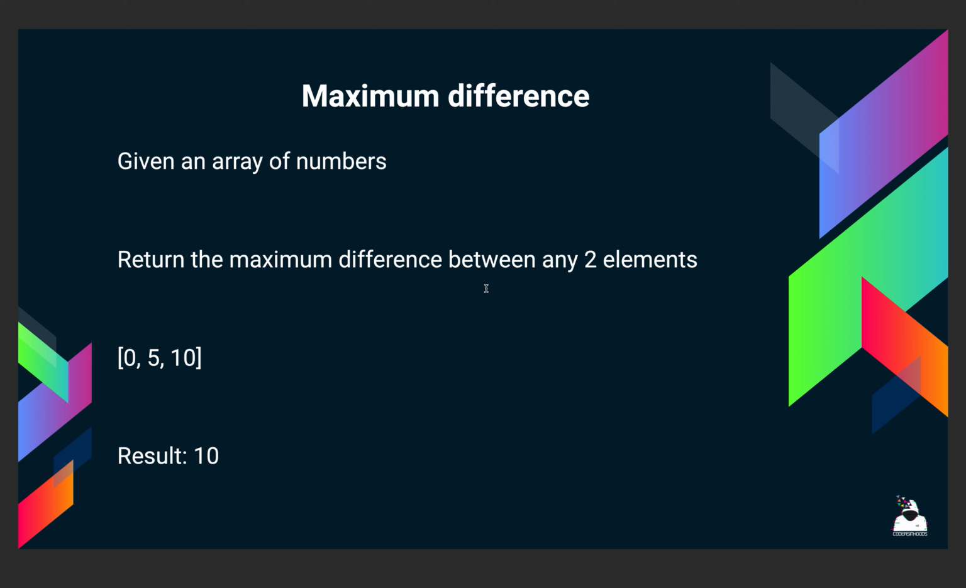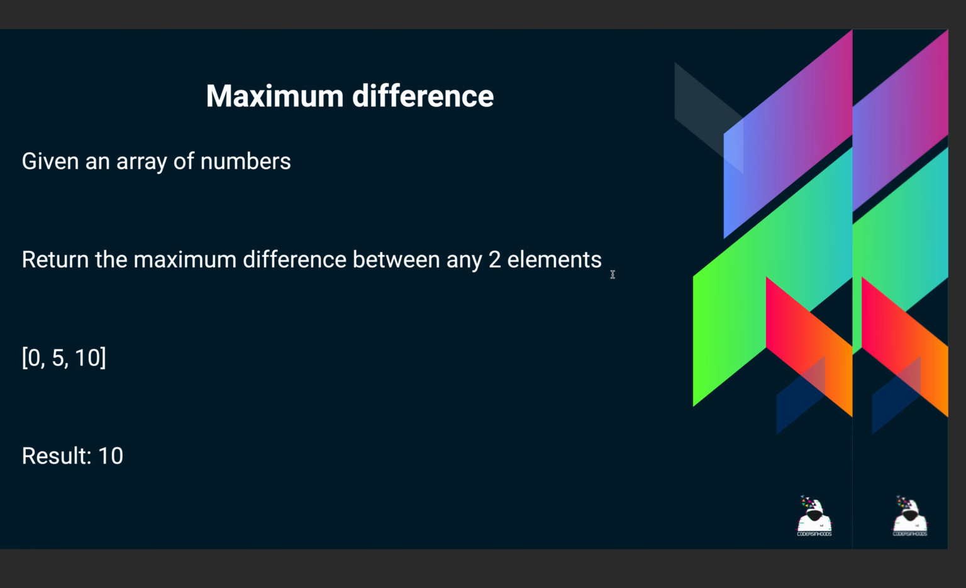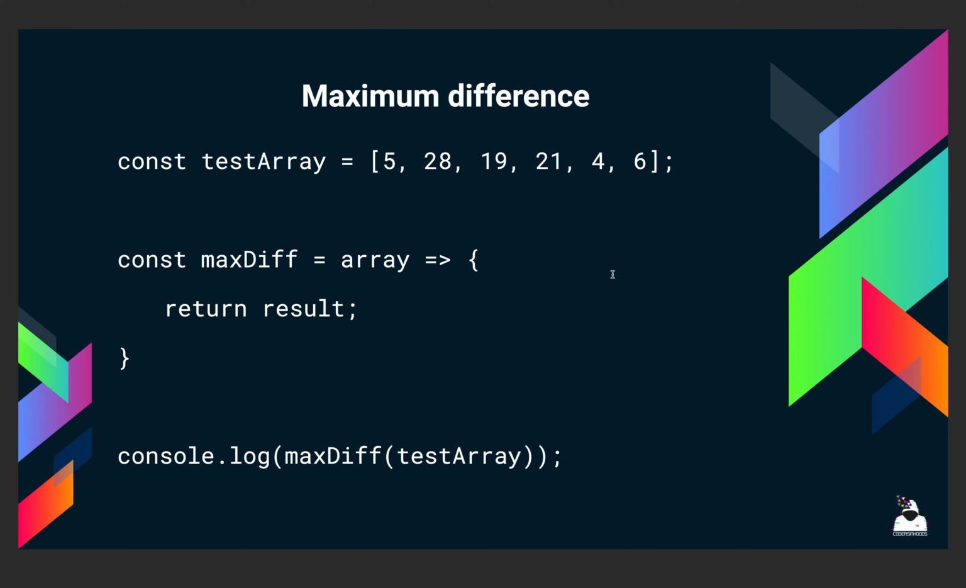Right. So as I said, today is gonna be hands-on. So here we are with a problem. It's called maximum difference, and it's saying given an array of numbers, return the maximum difference between any two elements. So in this array of 0, 5, and 10, if we calculated maximum difference, in this example, it would be 10. Got it.